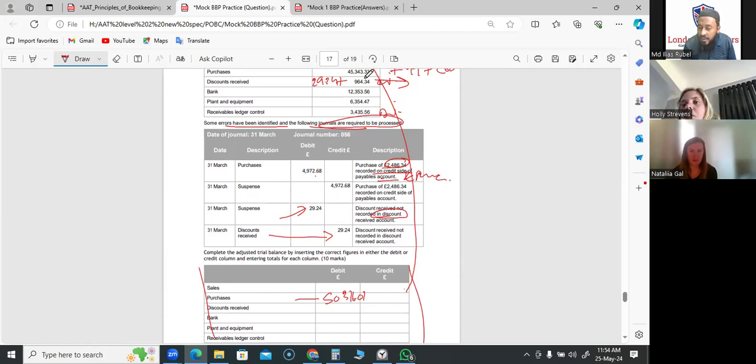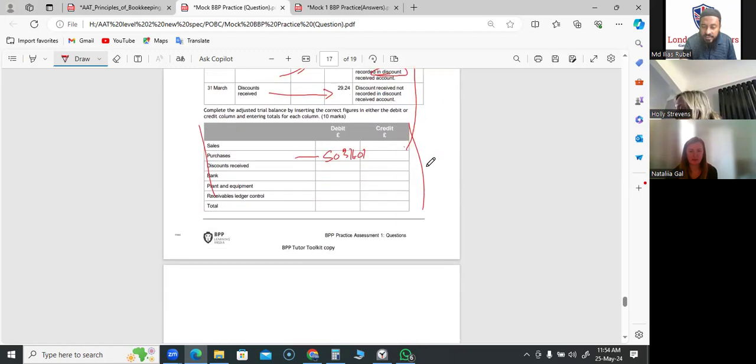Holly, Natalia, can you do it as well? 964.34 plus 29.24. How much is it? You need to write that figure on the credit side and bank on the debit side. The other item and the other item, and boom, boom. You need to add up. Both should add up.